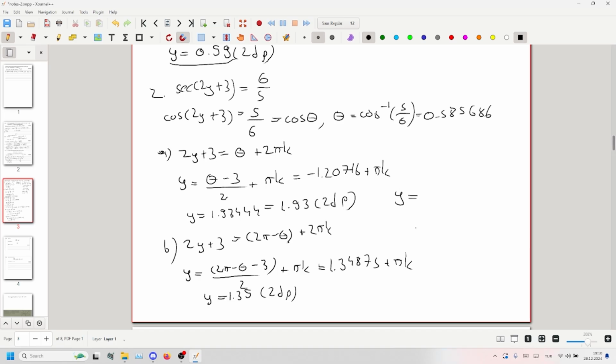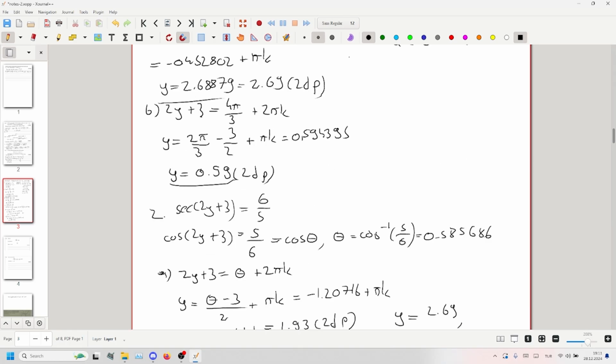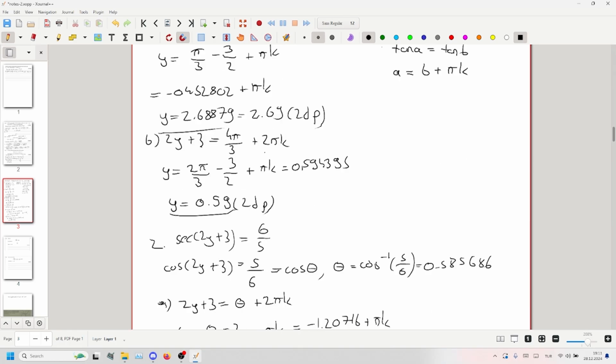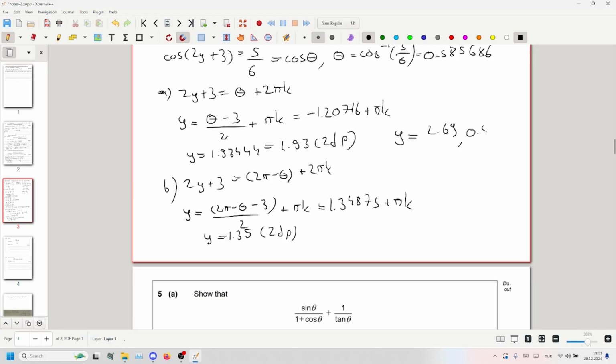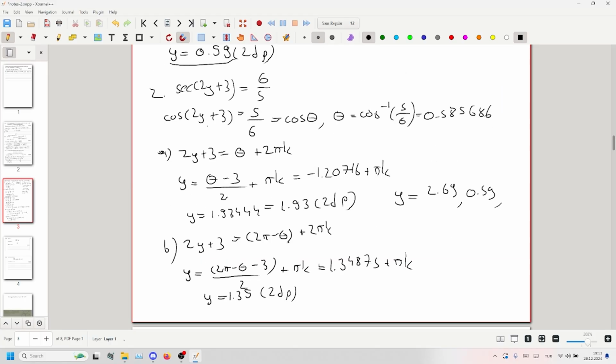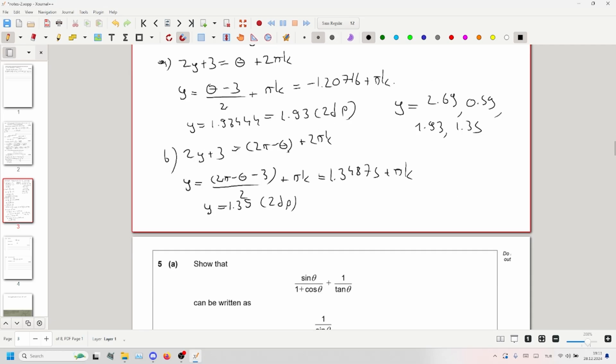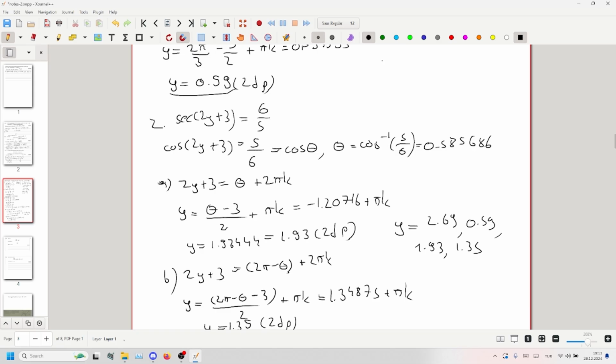So we have 4 solutions. They are 2.69, 0.59, 1.93, and 1.35. Again, if you're unsure in these kinds of questions, you can always just plug these values in with your calculator to check if the solution is correct.